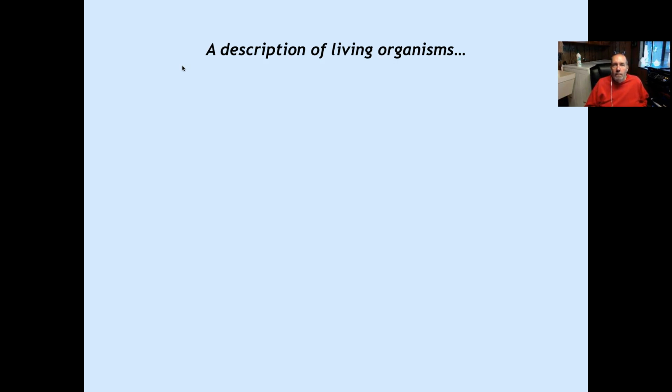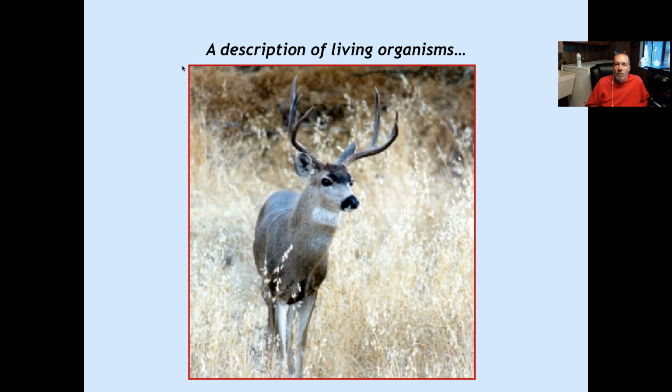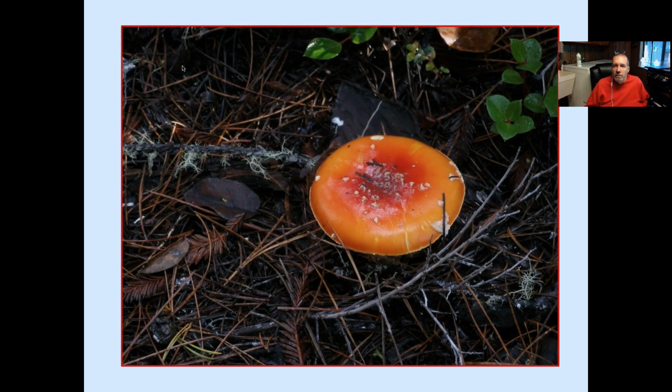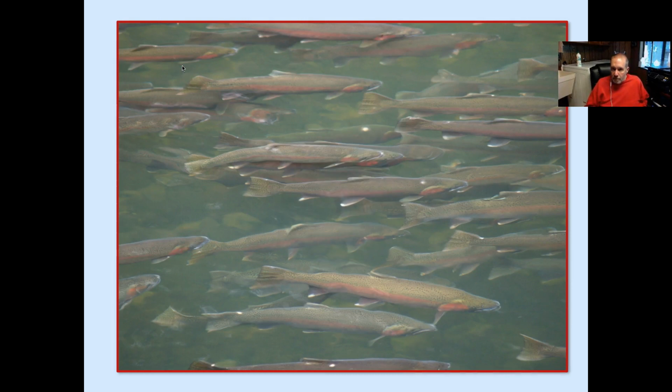So part of it involves describing living organisms, whether we're talking about deer or plants or algae or fungi, things like mushrooms, could involve fish, especially in California. We've got a lot of rivers that run through the state, many of them that empty into the ocean. We've got a special type of fish.